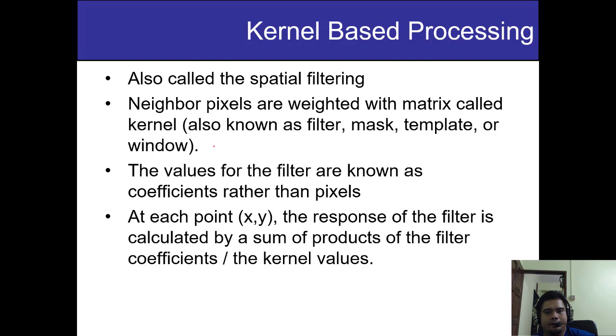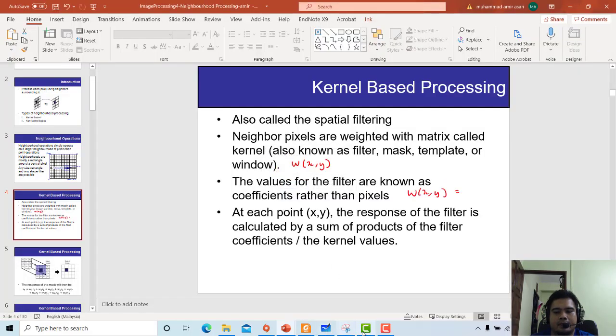W of x, y. Meaning that in order to apply kernel based processing, you need some window or filter or kernel that is represented by this W of x, y. And the values of the filter are known as coefficients rather than pixels. This W of x, y, like I said before, consists of some values, and this matrix here is not known as a pixel. It's more suitable to call it a coefficient or filter coefficient. That is what I discussed earlier in this slide.